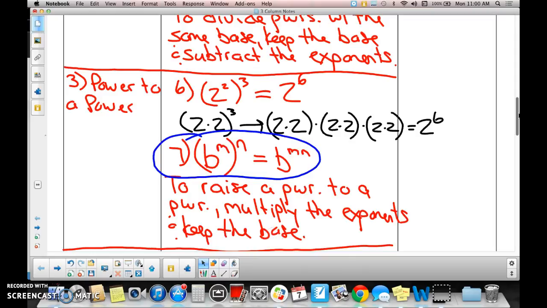So b to the power of m to the power of n, you multiply those. Yes, no? Yeah. And our explanation is right here. And then the last thing we did were a couple of examples.